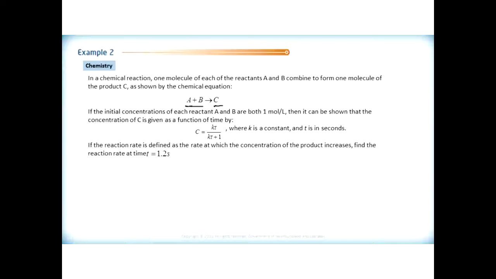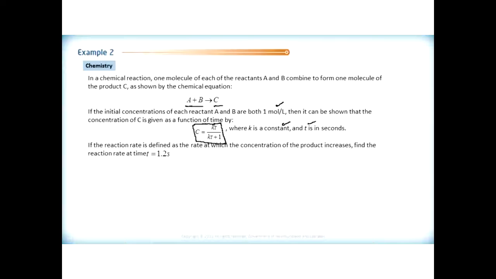It says, if the initial concentrations of each reactant A and B are both 1 mole per liter, which we sometimes call molar, then it can be shown that the concentration of C, which is our product, is given as a function of time by C equals kt divided by kt plus 1, where k is a constant and time is measured in seconds. So we're going to treat k just like a number instead of a variable, of course, if it's constant.